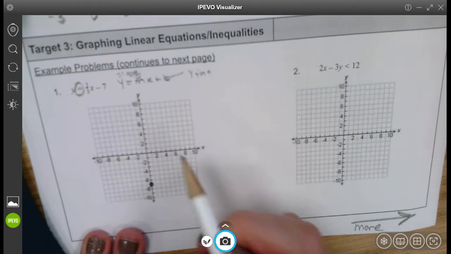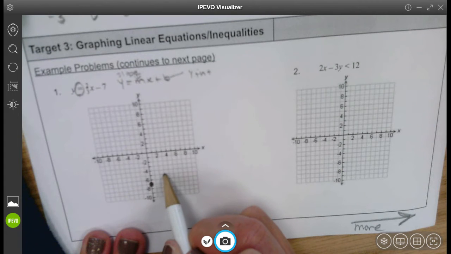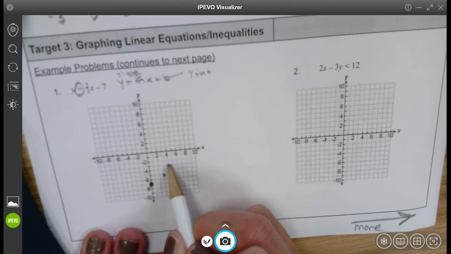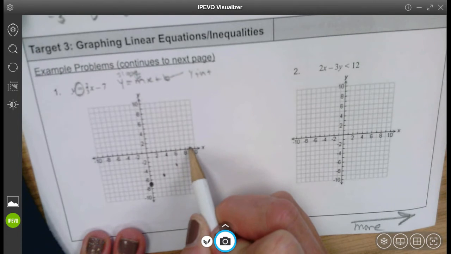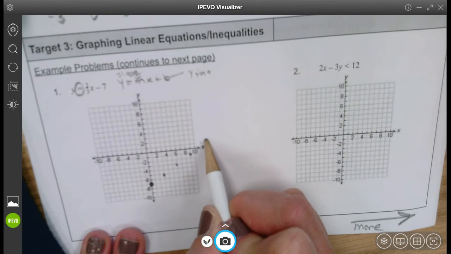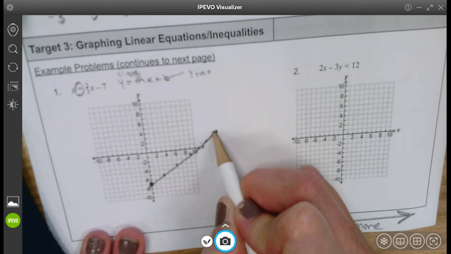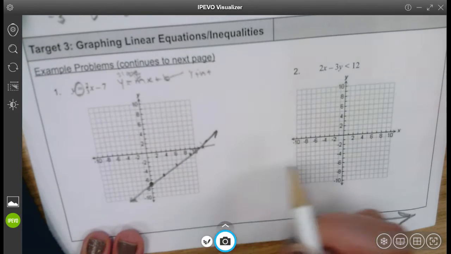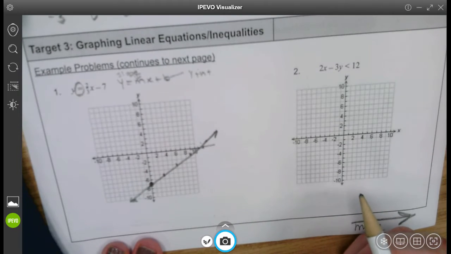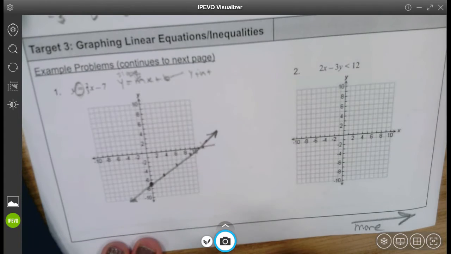And then we're going to do the slope as it's stated, so up 2 over 3, 1, 2, 3. And then we just keep going, up 2, over 3, up 2, over 3, up 2, over 3. It's always good if you can to try to hit the x-axis because it might help with trying to find that x-intercept and just to double check yourself. So I make this a solid line because it's equal and there is no shading because the only answers are on this line and nowhere else.